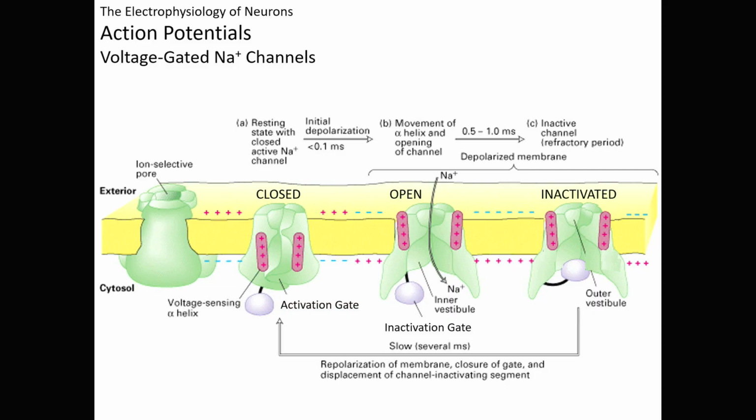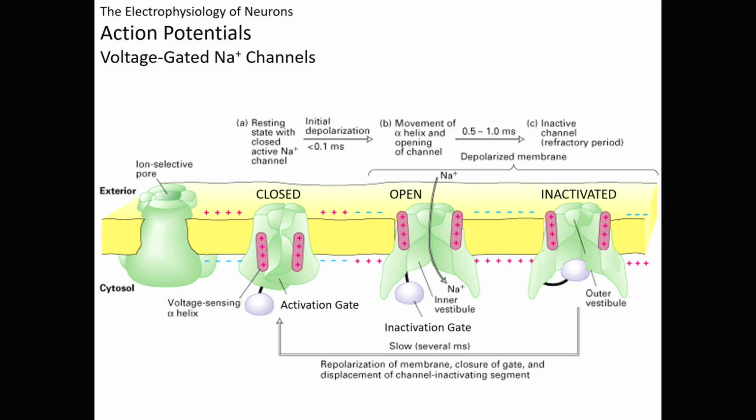Okay, so I want to dig a little bit deeper here now into the voltage-gated sodium channels, just so we can appreciate how these things work, because obviously they're very critical to action potential formation and therefore nervous system function overall. So you can see here again, there are 3 different states that the voltage-gated sodium channels can be in. They're either in a closed state, an open state, or an inactivated state.